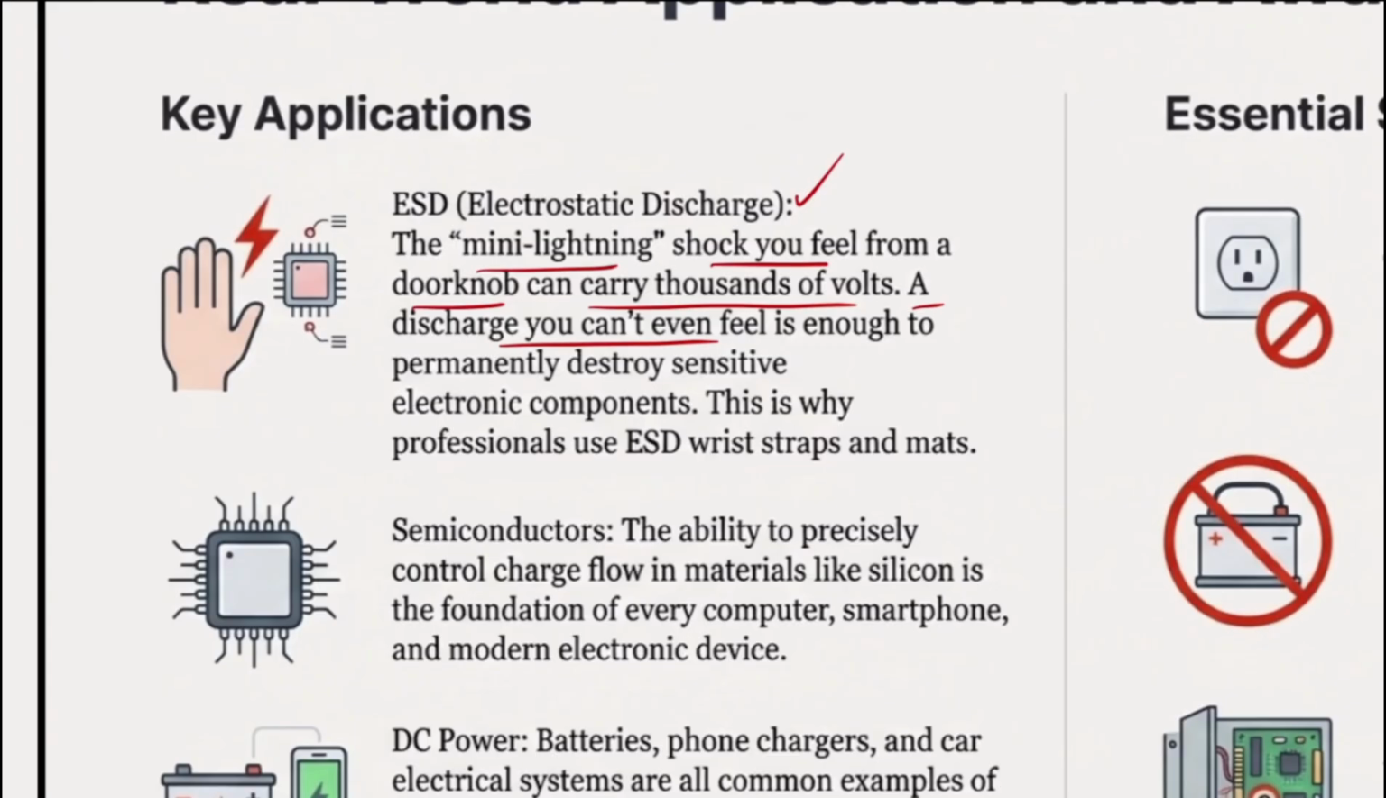It's destructive. This carries a lot of voltage and could be very dangerous for electronic devices. These devices are very sensitive to this amount of voltage, and you have to be careful while working with them. You have to use ESD protection, such as wrist straps and mats, to make sure any charge is completely discharged before touching them, so there is no damage or effect on that electronic component.